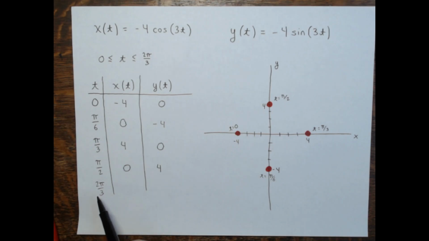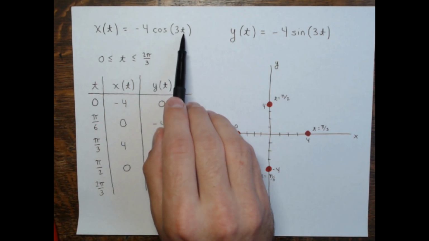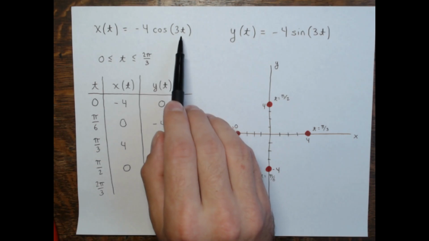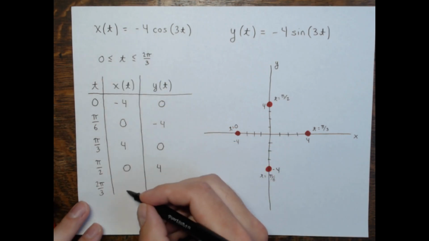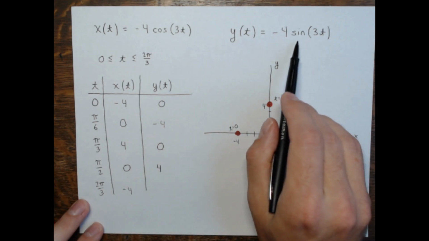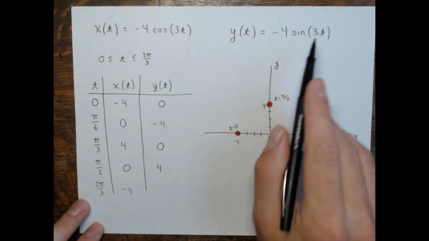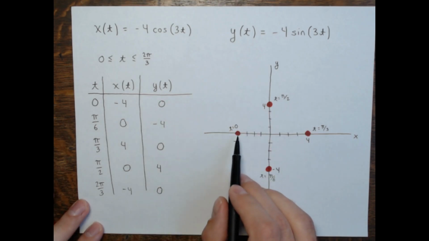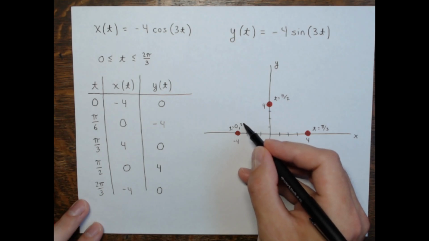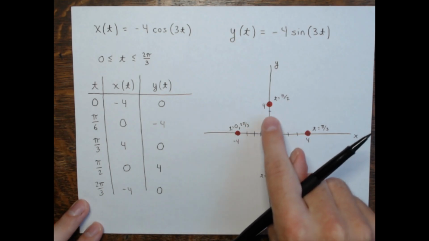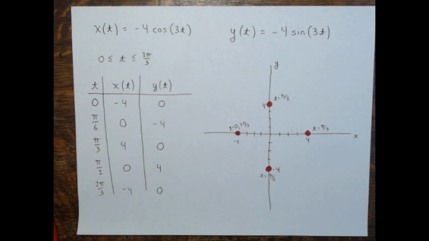And then finally here, when t is 2 pi over 3, 3 times 2 pi over 3 would just be 2 pi. And then we're pretty much back to the beginning. The cosine of 2 pi is 1 times -4 would be -4. And the sine of 2 pi would be 0 times negative 4 would be 0. So we're back here. So when t equals 0, t equals 2 pi over 3, we're back at that same location. All right. So now there's only 4 points. There are only 4 points on this graph.